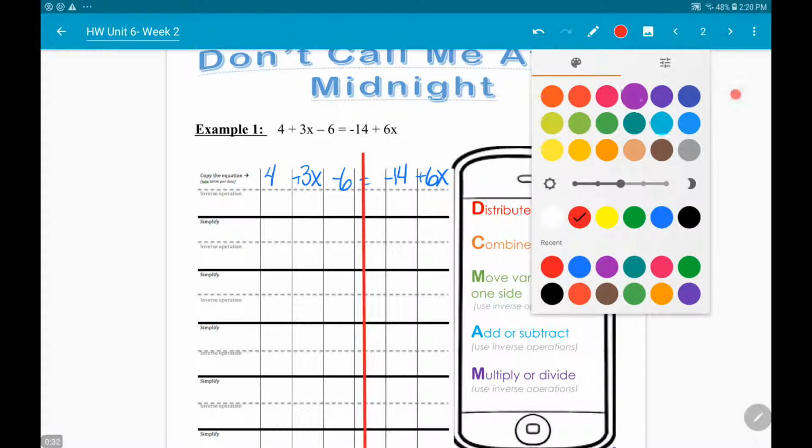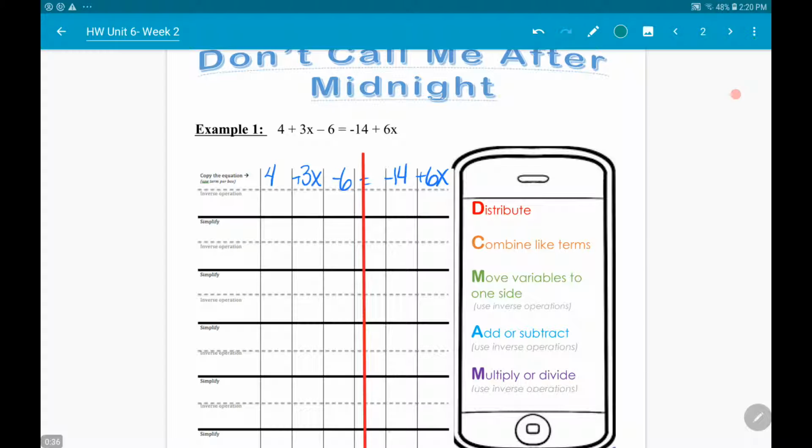Alright, so let's go through our checklist. Our first step is D, distribute. Is there any parentheses to distribute here? No. So that means I cannot distribute. So I'm going to cross out that step.